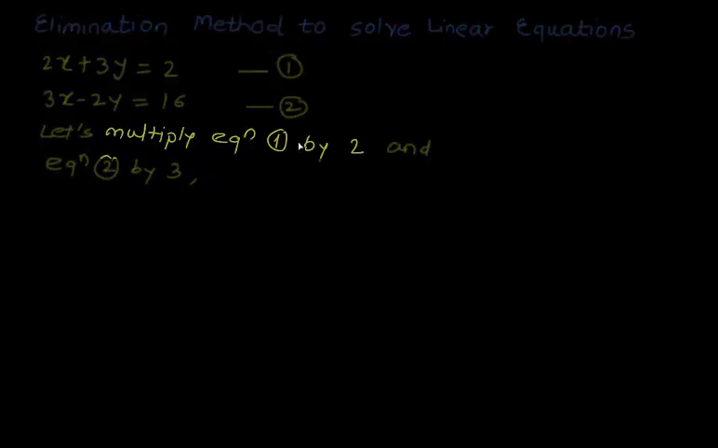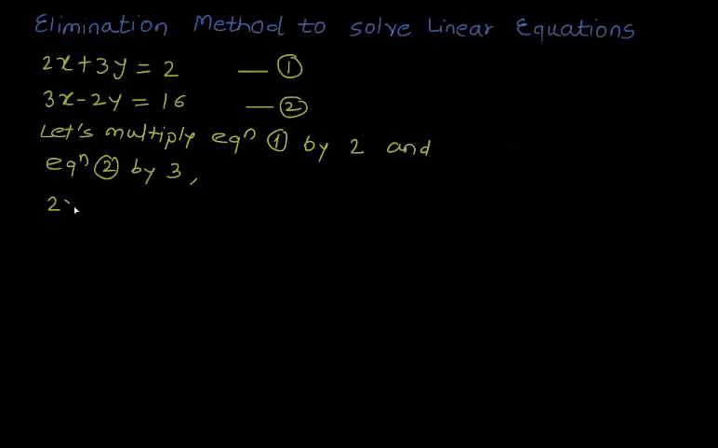So let's multiply equation 1 by 2. What will we get? 2 into the left hand side of the first equation, 2x plus 3y, is equal to. Now as we have multiplied the left hand side by 2, we have to multiply the right hand side by 2 as well.